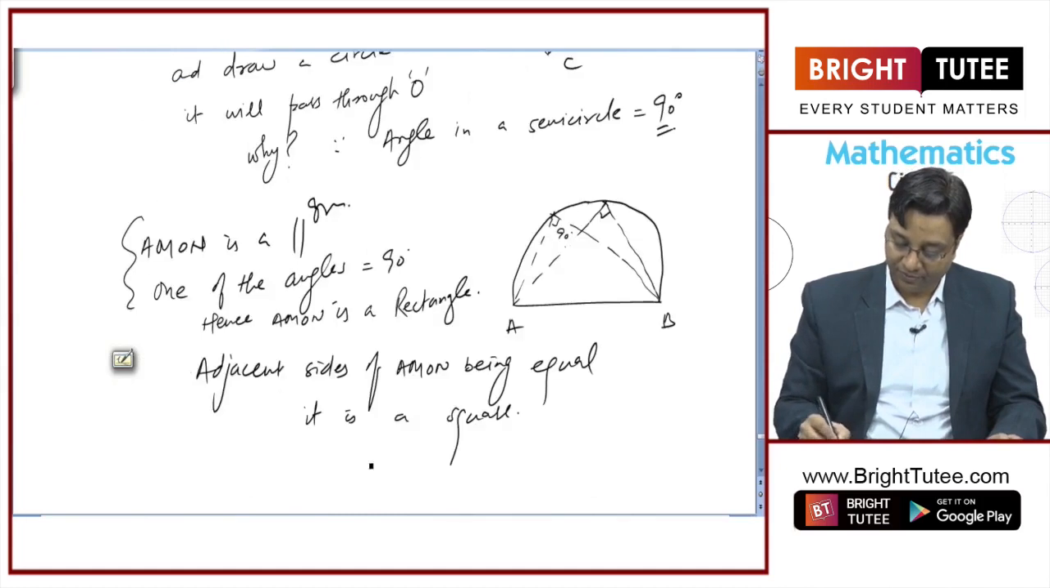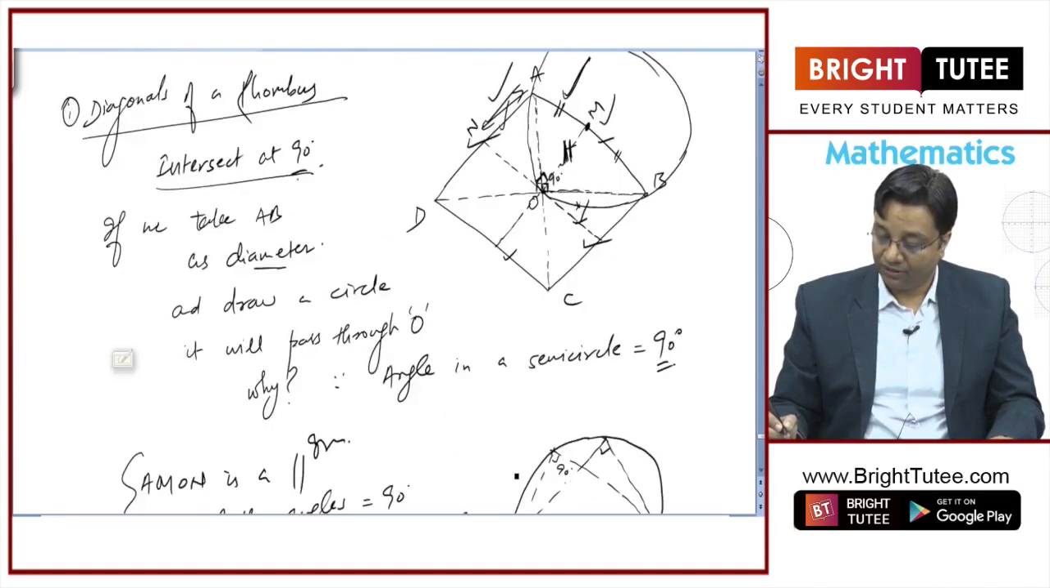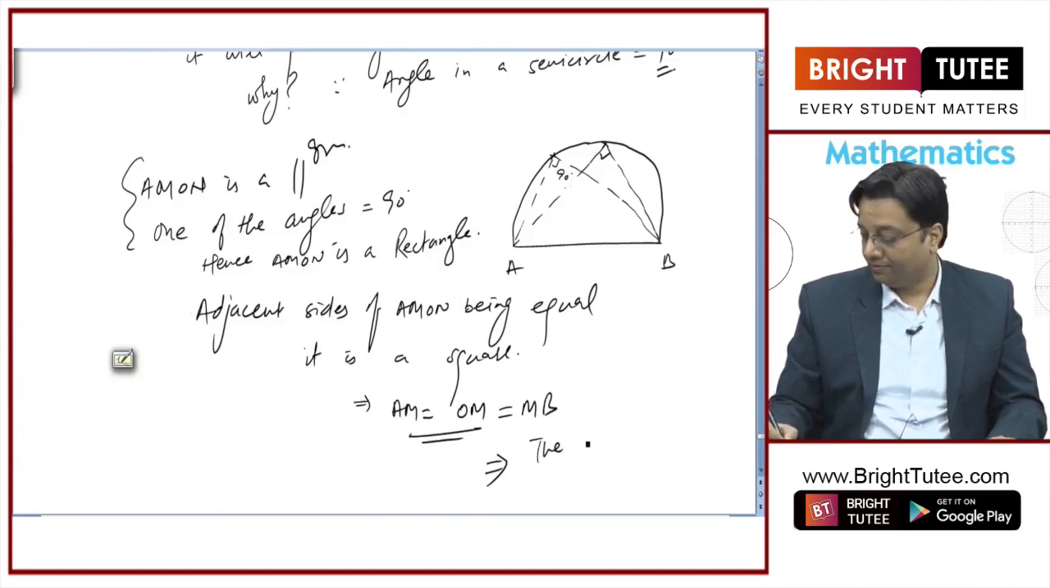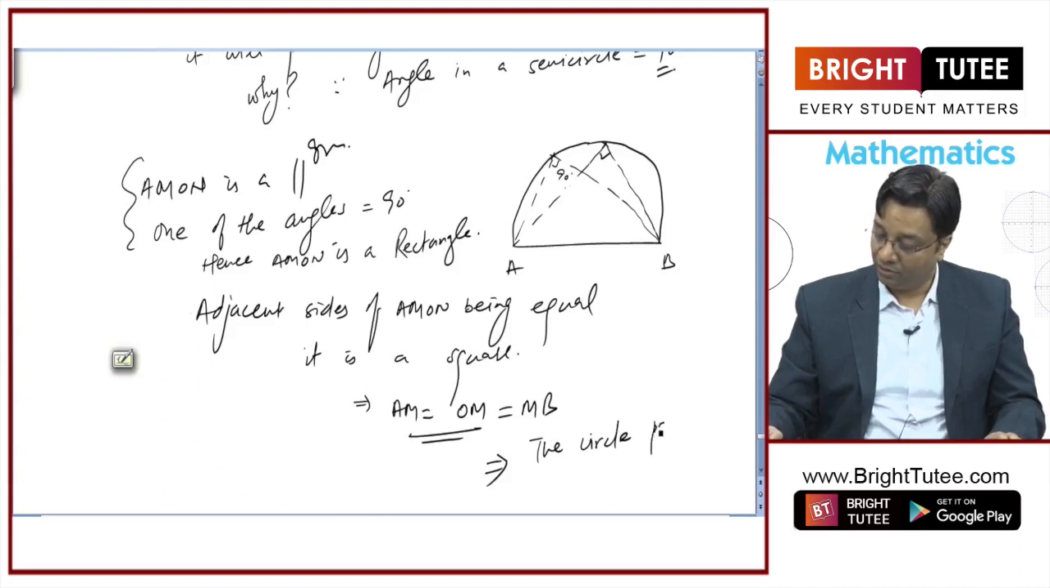So if AMON is a square, then we can say that AM is equal to OM. So AM is equal to OM, hence it is equal to NB. So the circle necessarily passes through O.